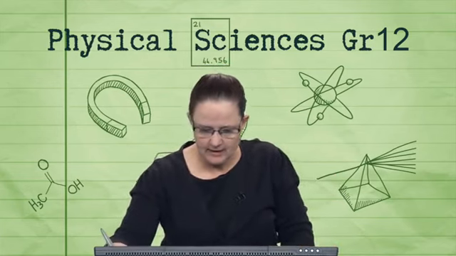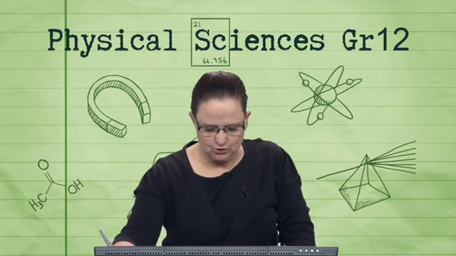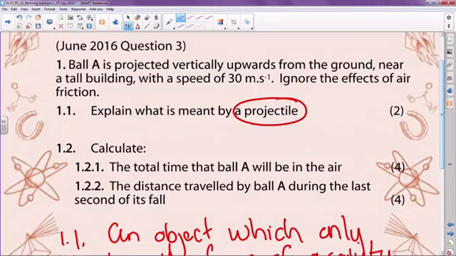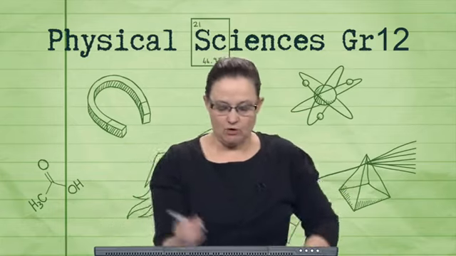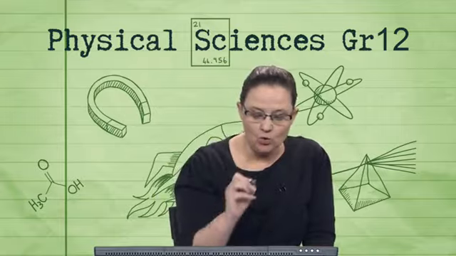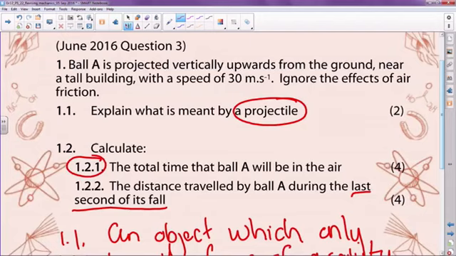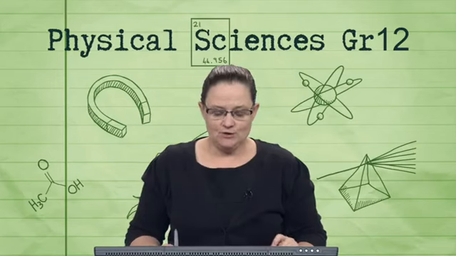Great. Now, here's the first question I want you to do. You're going to get 3 minutes, and what I want you to do is calculate the total time that ball A will be in the air, and you might not get through all of those in 3 minutes, we'll see how it goes, the distance traveled by the ball during the last second of its fall. I'll tell you what we'll do. Let's split this up, because if you get 1.2.1 wrong, you're going to get the next one wrong. So, I'm giving you 2 minutes, and all you're doing for me for now is this one. You're going to calculate the total time that ball A will be in the air. Your time starts now.